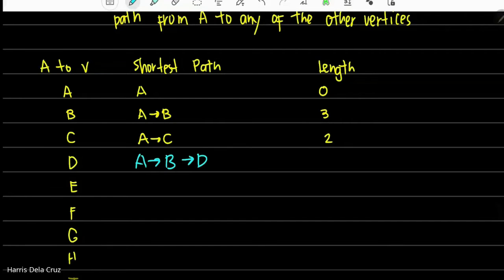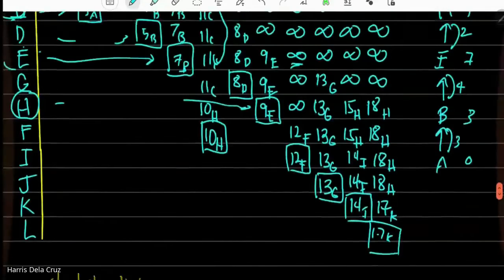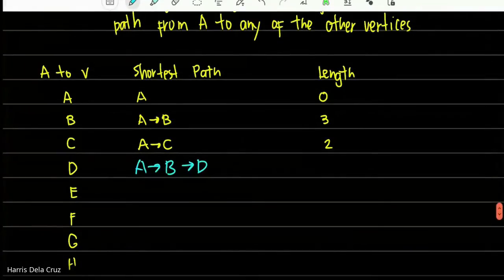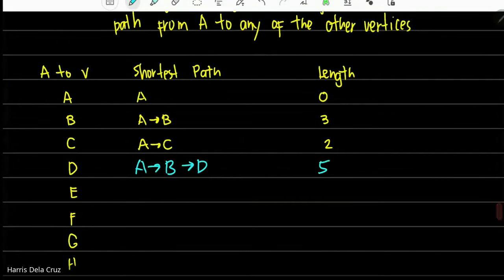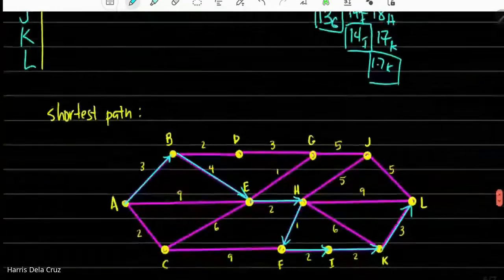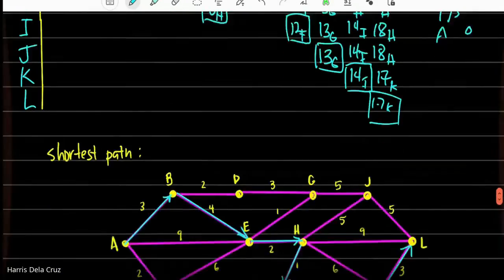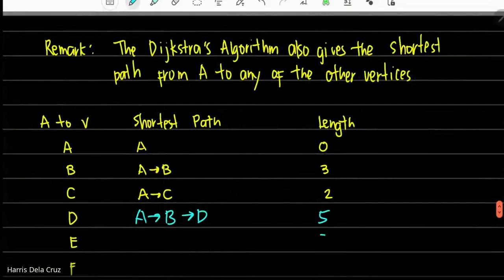A, B, D. And then the path length is label ni D. Diba? Ano ba label ni D? Ang label ni D ay 5. Lalagay mo dito, 5. Now, E, titingnan mo yung label ni E. Sabi, ang label ni E, 7 sub B. So, alam mo na yung path length, 7, galing siya kay B.